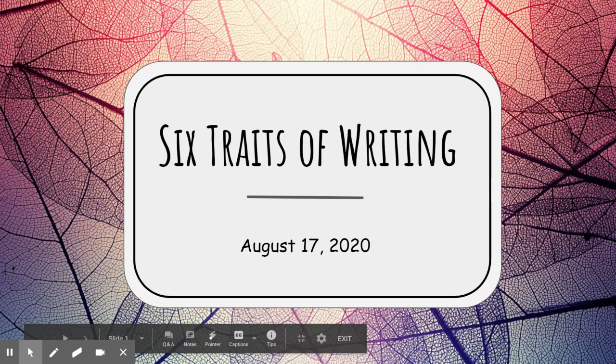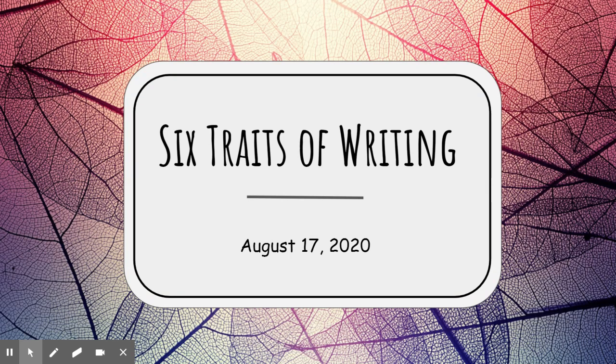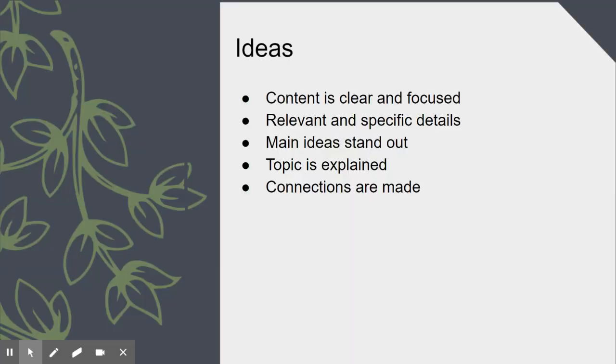So, looking at our 6 traits of writing, we're going to go over the first 2 today. The first one is ideas. What we want to look for in the ideas in our writing pieces is that the content, meaning what we're writing about, is clear and focused.